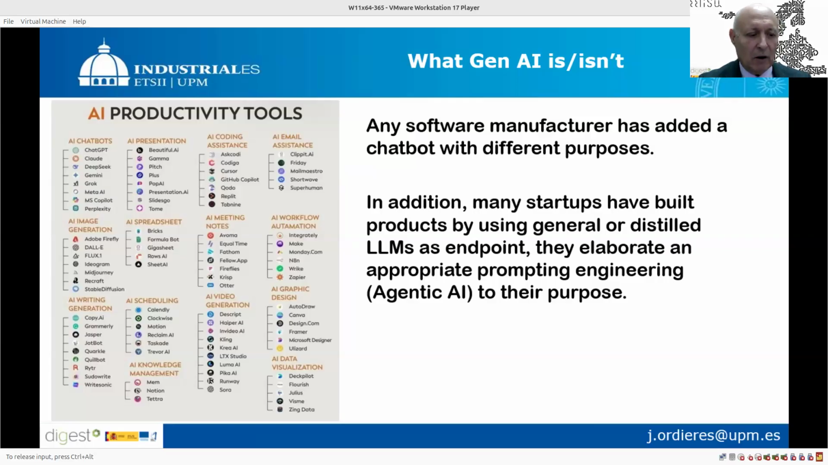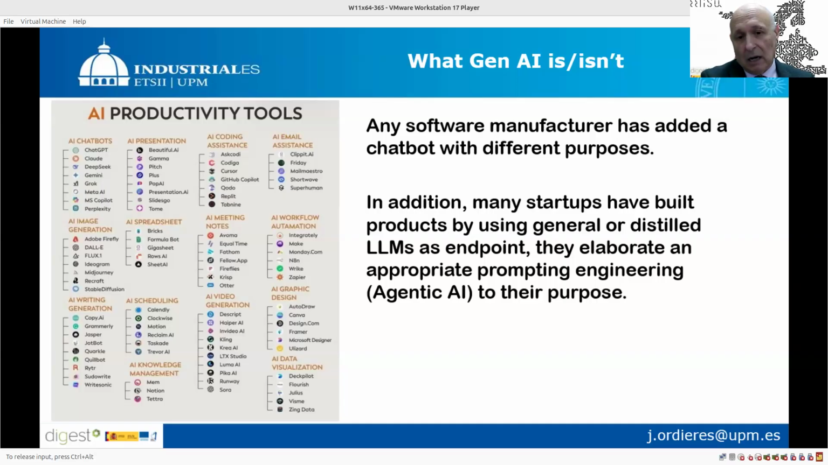Almost any kind of software manufacturer needs to prove that they are integrating AI technology. Otherwise, they will be, let's say, dismissed very, very easily. So it happens here that chatbots and tools are embedded into the existing software applications, sometimes with full sense, sometimes with less sense. That depends on the specific use case.